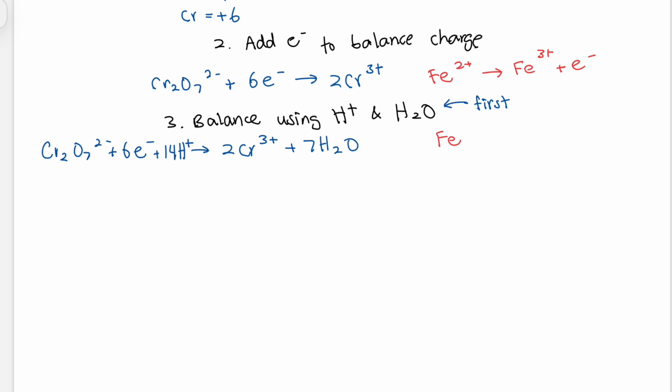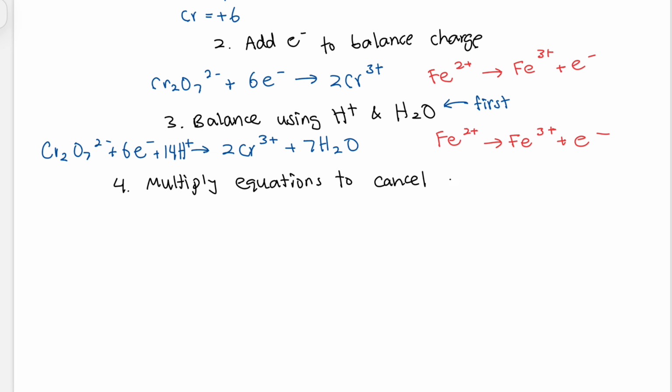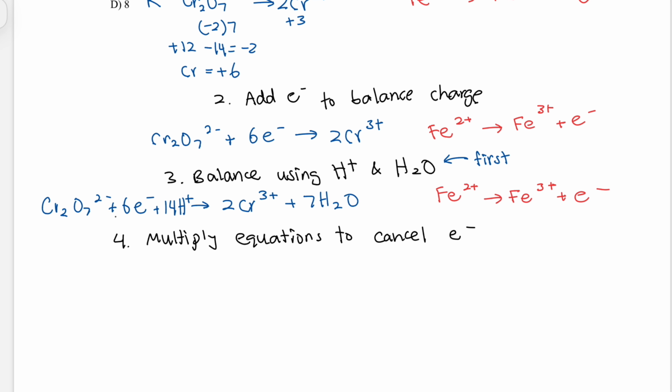And then for the other side, you would do the same, but in this case, we don't have to balance anything else because we don't have any oxygen or hydrogen in here. Okay. Next, step 4 is multiply the equations to cancel out the electrons. So this is kind of like a system of equations in math. Basically, you just want to play around and multiply the equations so that there is an equal number of electrons in both reactions so that we can cancel it out.